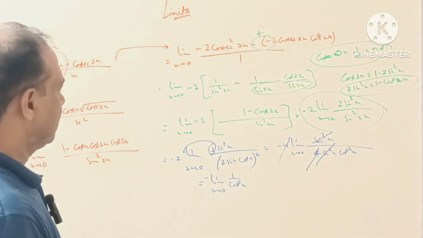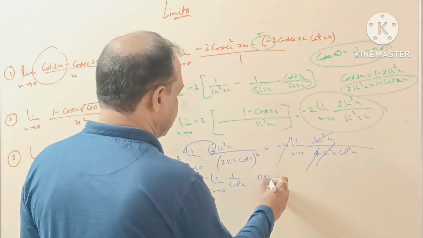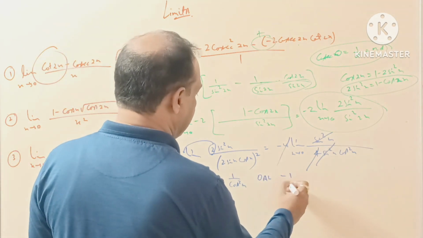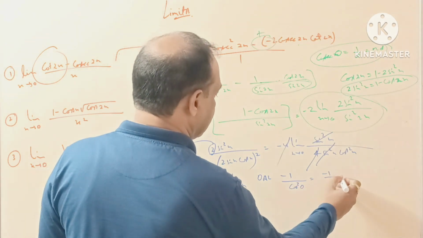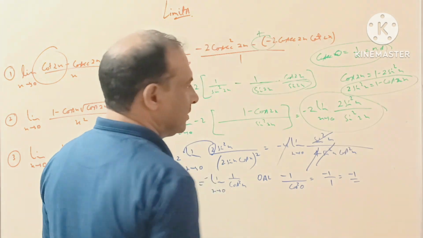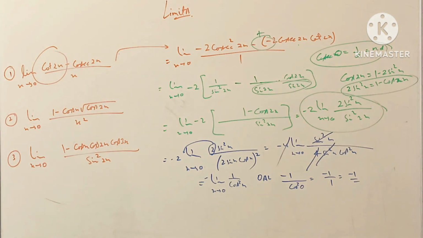You will be left with 1 over cos square x. Now if I put x equal to 0 in the limit, I will have minus 1 over cos square 0, and cos square 0 is 1, which will give you the result as minus 1. So in this particular question you will have the answer as minus 1.